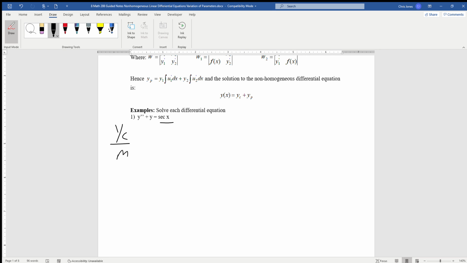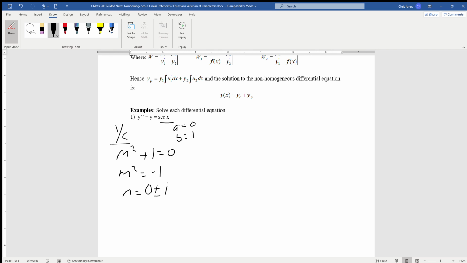We're still going to start by finding the complementary solution. That means that we set the auxiliary equation equal to 0. We can't factor it, but we can solve. So m squared is equal to -1, and that means that m is equal to plus or minus i. We could even write that as 0 plus i. So in this case, a is 0, and b, which is the coefficient of i, is 1.